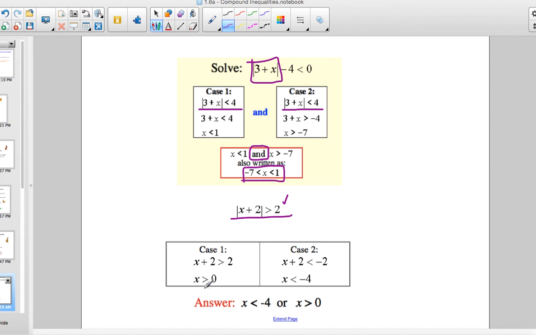So if you look at these answers, you're saying greater than 0 and less than -4. Well, there is no number that's bigger than 0 but somehow less than -4. So what does that tell you? It tells you that it's an OR inequality. It can't fit both, right? So that's an OR inequality.